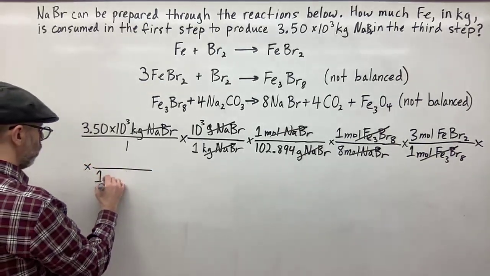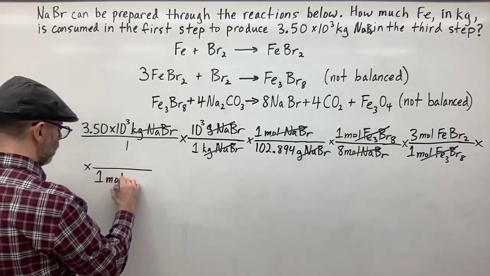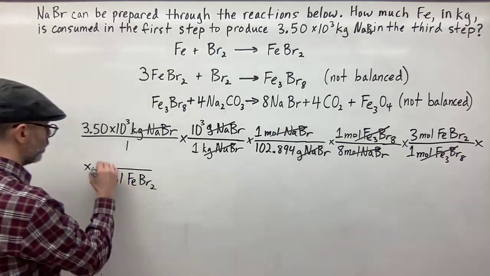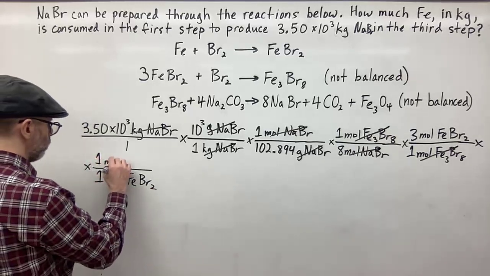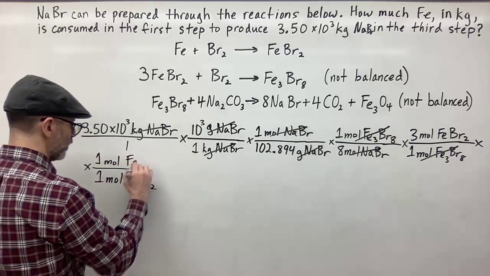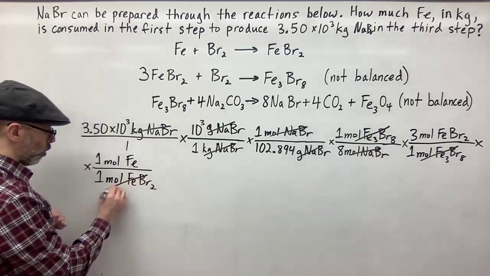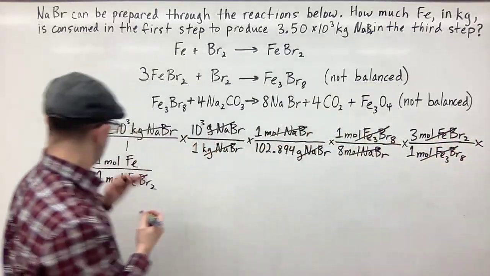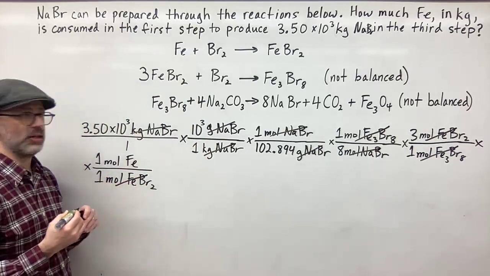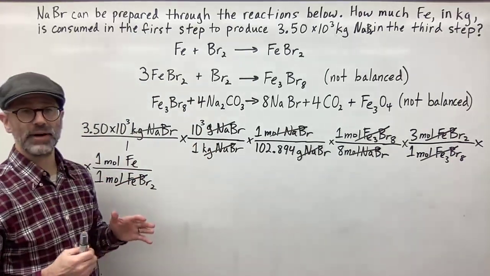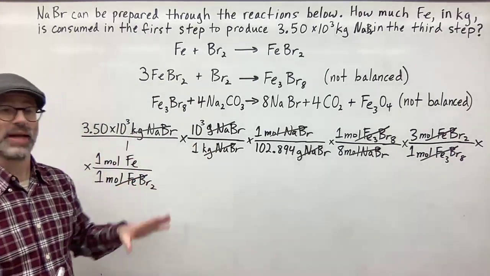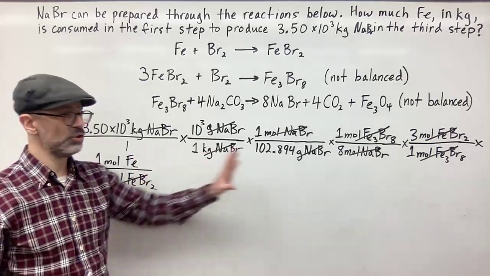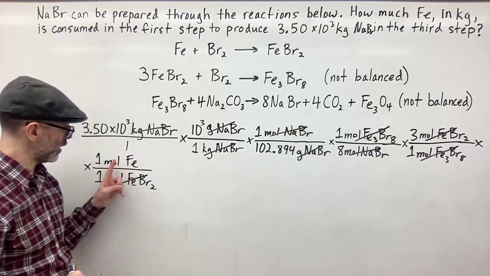So 1 mole of FeBr2 on the bottom and 1 mole of Fe on top. So the moles of FeBr2 cancel out. Now I have moles of iron. They want kilograms of iron. So now I need to get to mass. So now I am done with stage 2, right? So I've used the mole ratios to get to iron.